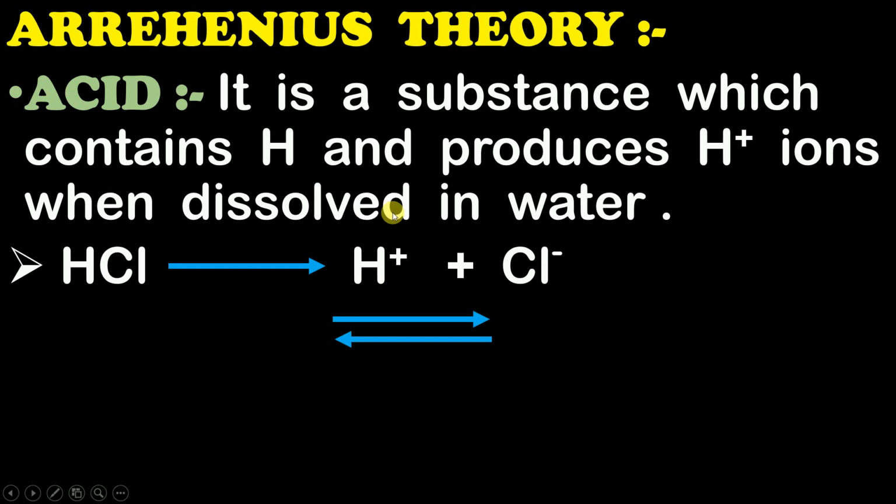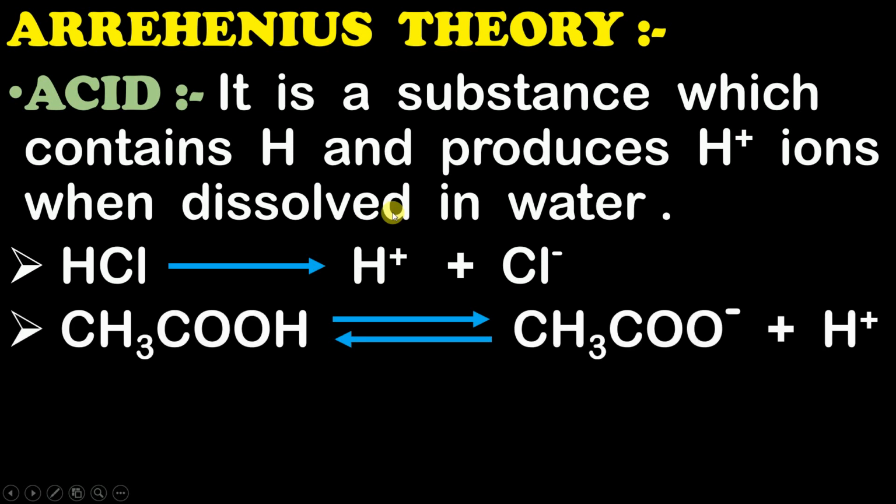The next example is the acetic acid, CH3COOH. So when you dissolve this acetic acid in water, it is going to give us CH3COO minus ion plus H plus ion. So here also you can see that this acetic acid is giving us H plus ions, and as it is giving us H plus ions after dissolving it in water, therefore your acetic acid becomes an acid.